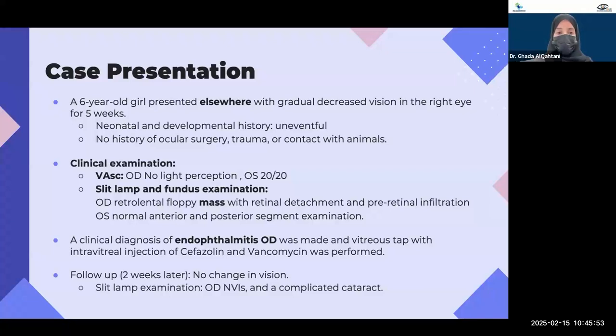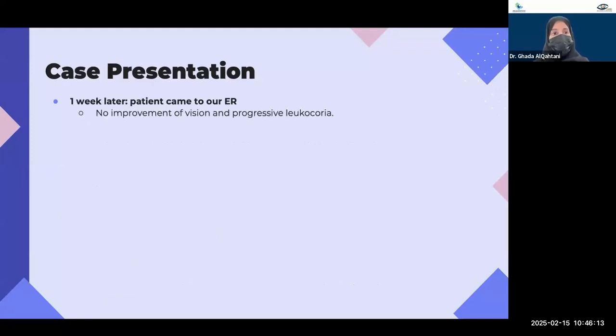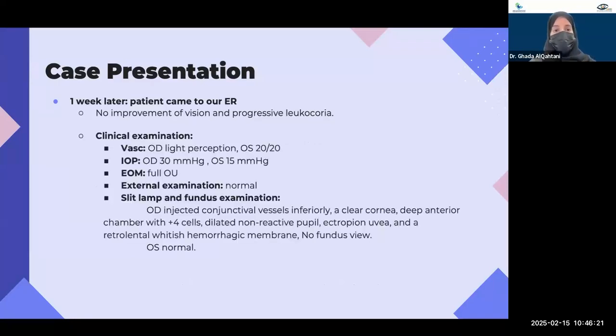On follow-up 2 weeks later, there was no change in vision, and examination had similar findings. In addition, there was MVIs in the right eye and a complicated cataract. 1 week later, the patient came to our ER, and the complaint was no improvement of vision and progressive leukocoria, again in the right eye. Clinical examination showed uncorrected visual acuity of light perception in the right and 20/20 in the left. Intraocular pressure in the right eye was 30 millimeters of mercury, and in the left it was 15.